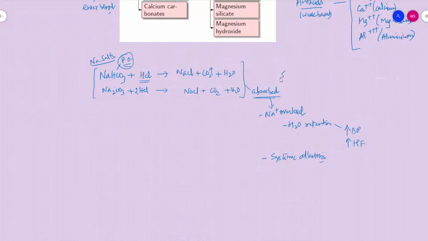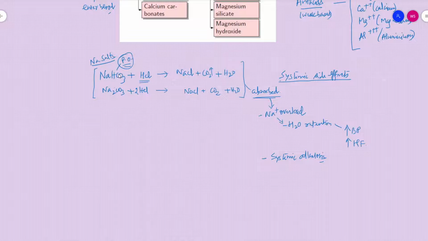So these are the systemic side effects. Systemic side effects are side effects which happen at the therapeutic dose. And what are they? There can be sodium overload, and that can lead to water retention, and that water retention can increase the BP, and it can lead to increased chances of heart failure, and it can cause systemic alkalosis.